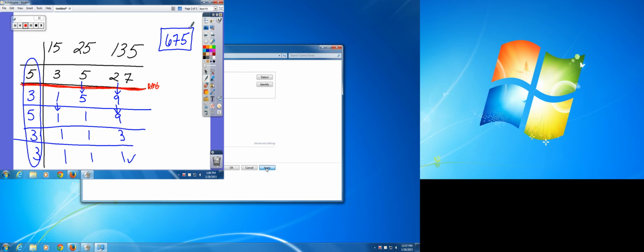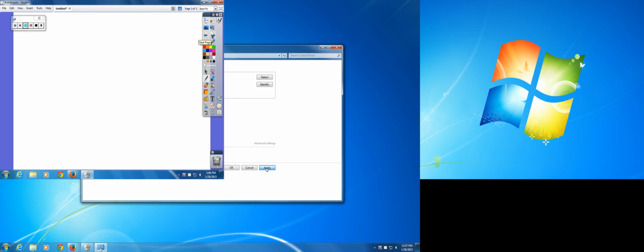Now I want to switch gears and go into 5.2, which is going to be adding and subtracting, multiplying, and dividing fractions.